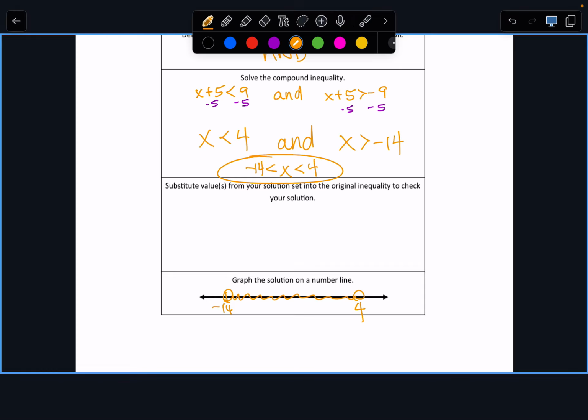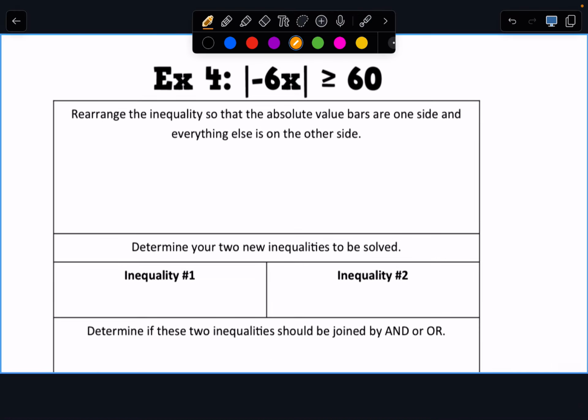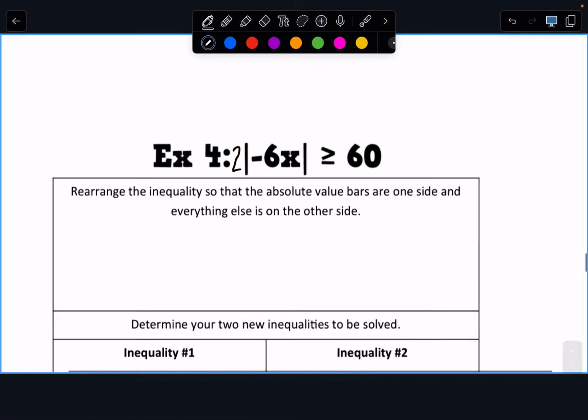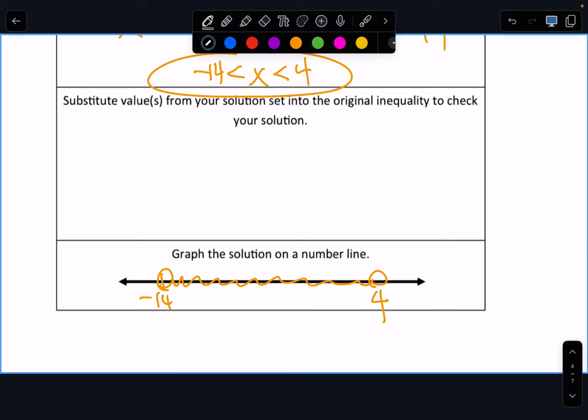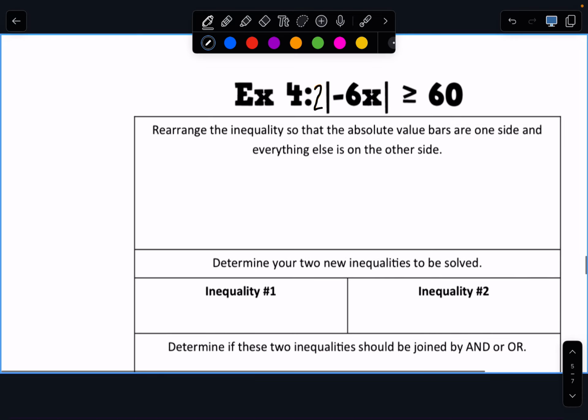Okay, here we go. Let's go to example 4. You didn't get it? Sorry, bro. All right, example 4.